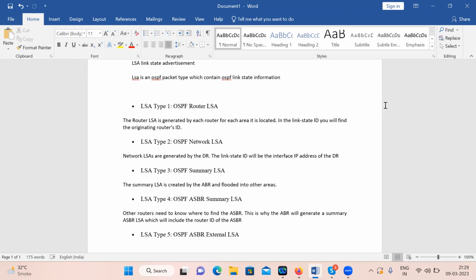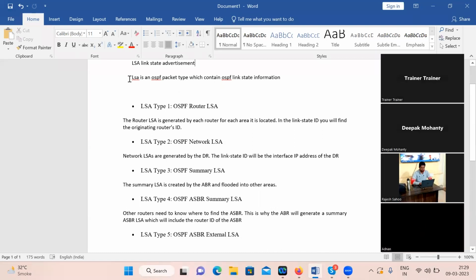Okay. So what exactly is the OSPF LSA? LSA is an OSPF packet type which contains your link state information. That means whatever information OSPF routers exchange with their neighbor routers is exchanged in the form of LSAs. LSA stands for link state advertisement. The name says what it means: it advertises its link state information to its neighbor routers, which are directly connected to it.